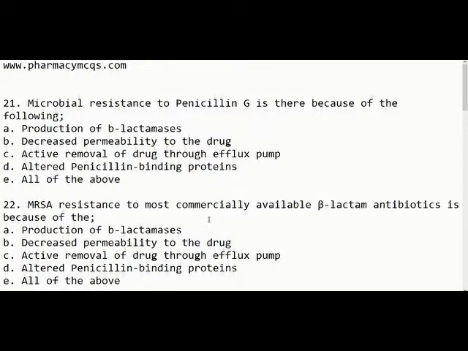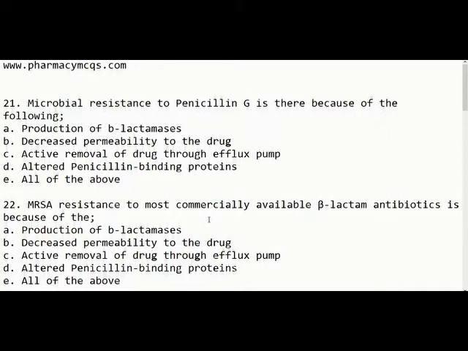Option A is production of beta lactamases. B is decreased permeability to the drug. C, active removal of the drug through efflux pump. The D option is altered penicillin binding proteins, and the last option is all of the above.